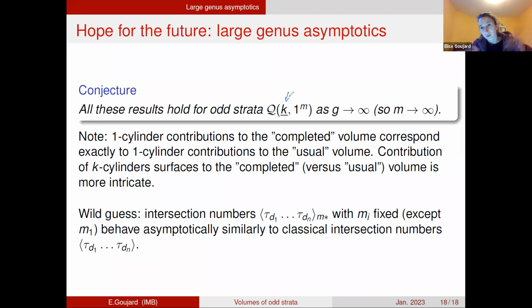And you can make other, more general conjectures by allowing more freedom on the parameters here, but I won't expand on that. And a really wild guess is that these intersection numbers will behave asymptotically similarly to the classical one. I should also say that all these previous results use the result of Amol-Agarwal that studied the asymptotics of this intersection as G tends to infinity. So we really use this asymptotic result.